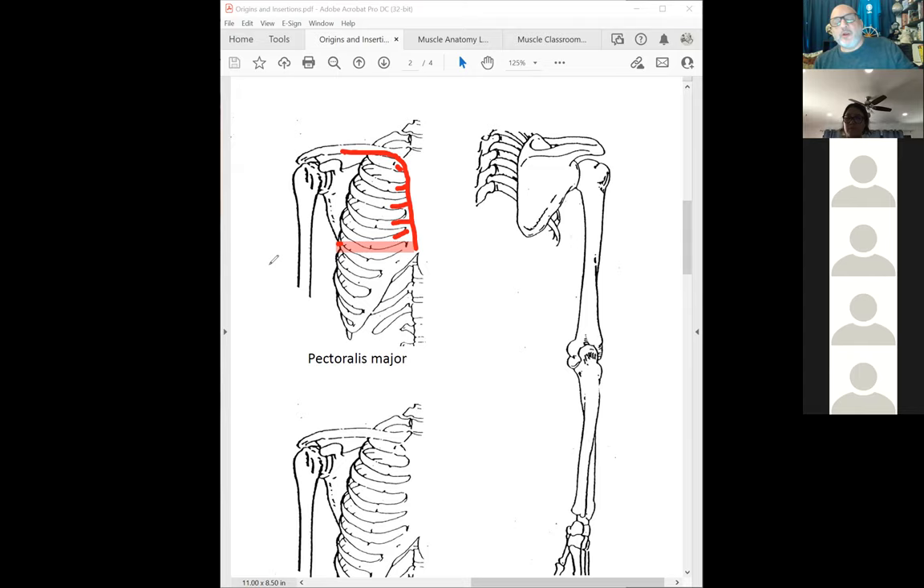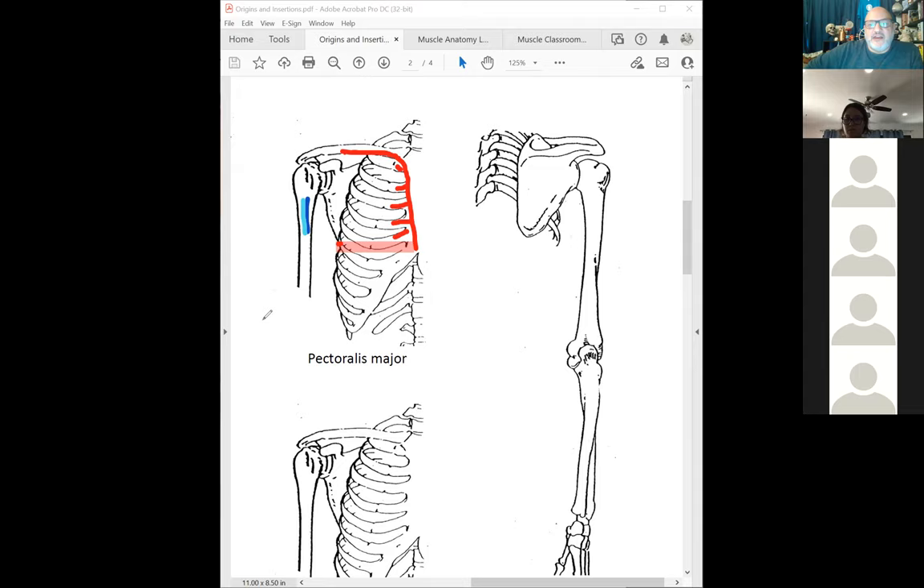Now, notice that doesn't sound anything like the latissimus dorsi, but what is the insertion of the pectoralis major? Intertubercular sulcus of the humerus. Yeah, notice both the pectoralis major and the latissimus dorsi have the exact same insertion. They both insert into that groove on the anterior side of the humerus, which is why I suggest you draw that latissimus dorsi insertion on the pectoralis major picture to remind you that these two sit side by side.